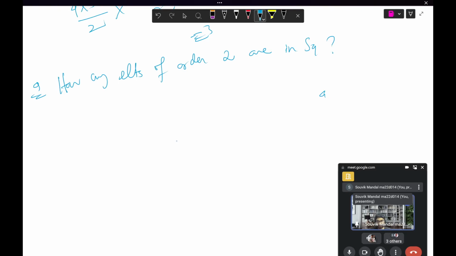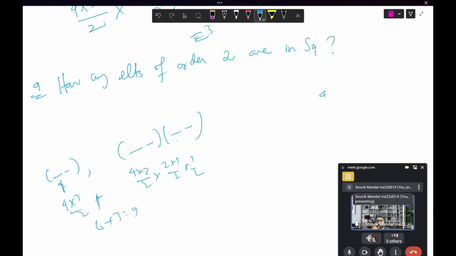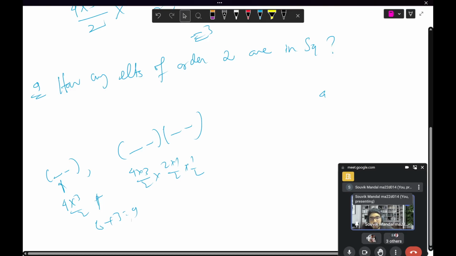So okay, let me explain the other one. What she has said: first we need to consider two cycles, and then we need to consider products of two two cycles. The number of two cycles is 4 into 3 by 2, which is 6. Plus the number of products of two two cycles: 4 into 3 by 2 into 2 into 1 by 2 into half, which is 3. So 6 plus 3 is equal to 9. So there are 9 elements in S4 of order 2.